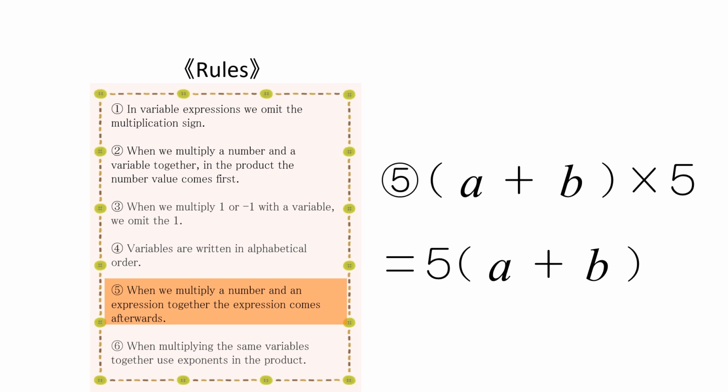The fifth rule is that when we multiply a number and an expression together, the expression comes afterwards. Parentheses a plus b parentheses times 5 is written as 5 parentheses a plus b parentheses.